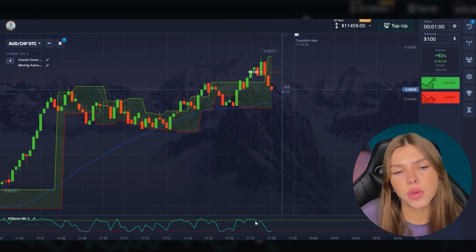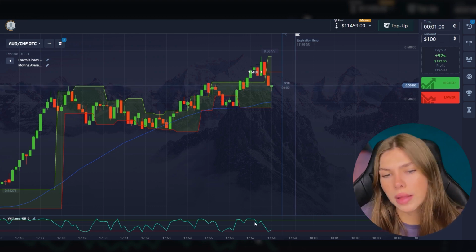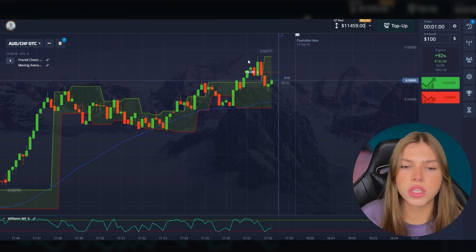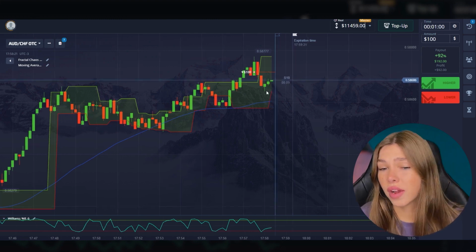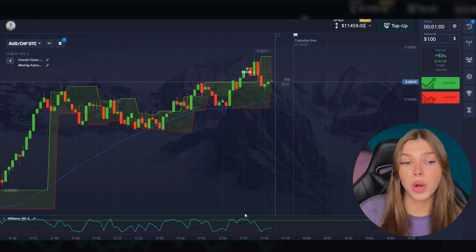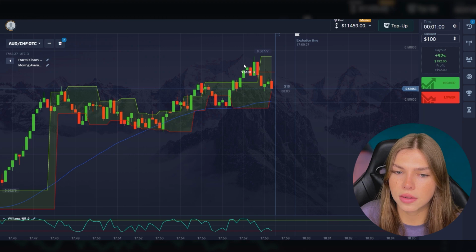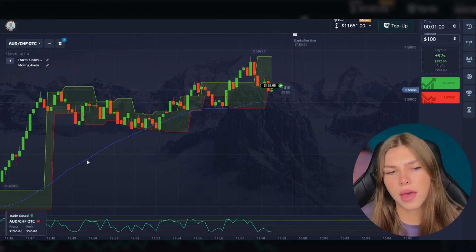You can immediately draw your attention to the Williams indicator. The price was in the overbought zone for several seconds, which is why it just left the fractal channel and returns to it lower, as Williams shows us. Okay, and the deal opens for a decrease because the price is above the average moving line.